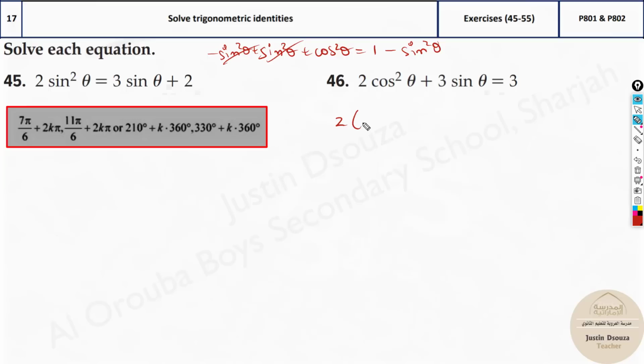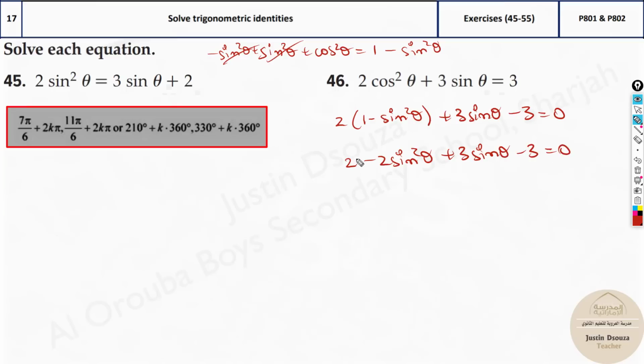So it's going to be 2 times 1 minus sine square theta plus 3 sine theta. I'll take this 3 inside. Minus 3 is equal to 0. Now multiply this. 2 minus 2 sine square theta plus 3 sine theta minus 3 is equal to 0. And now we can simplify it. Minus 2 sine square theta plus 3 sine theta, minus 3 plus 2 is minus 1, is equal to 0.